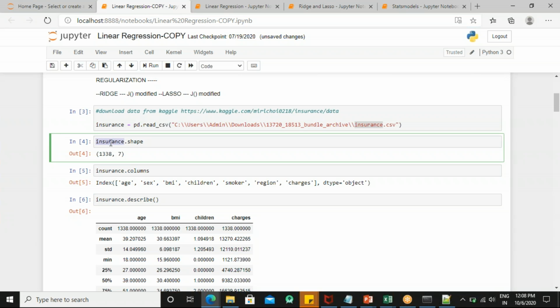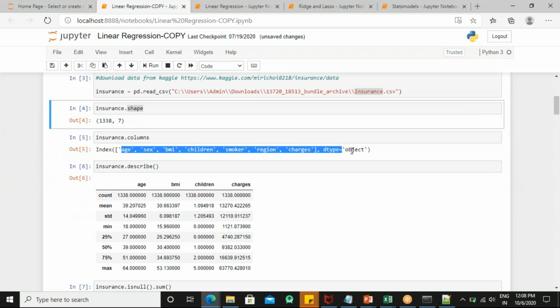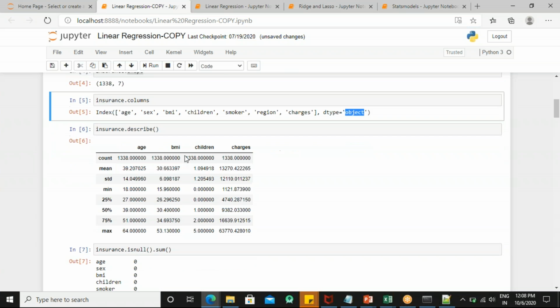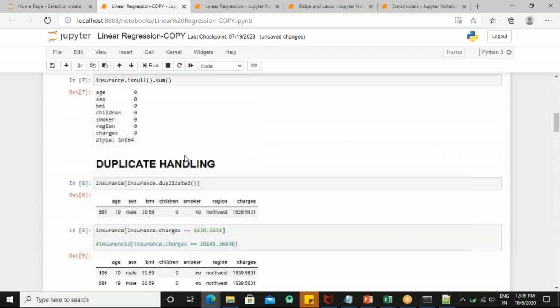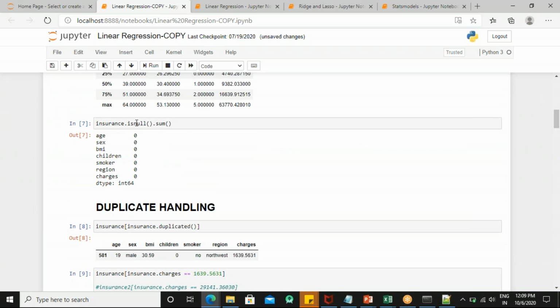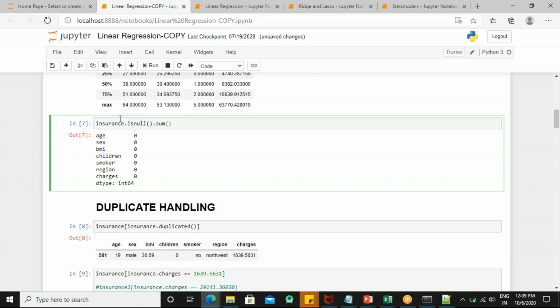You can use shape to check the number of records and the number of columns, and check all the columns there. Not going into that. For null handling, you must be doing it like this: the data frame name dot isnull dot sum. It tells you 0 0 0, which means no nulls are present in any of the columns.